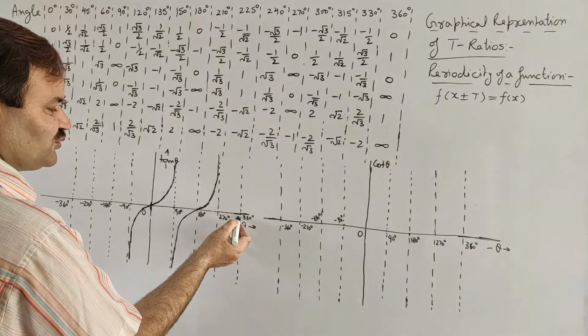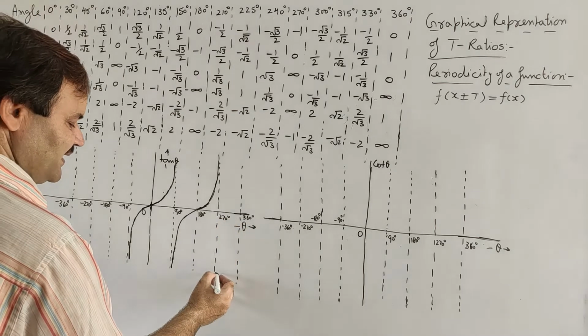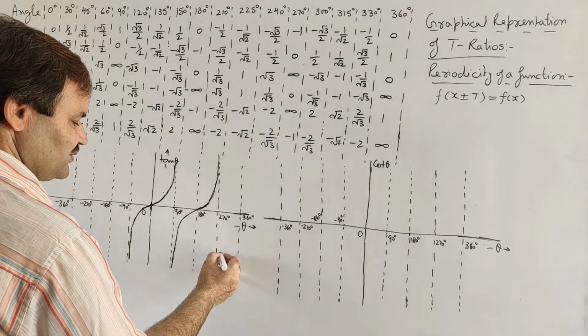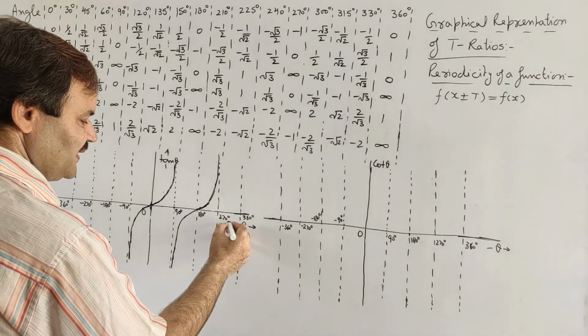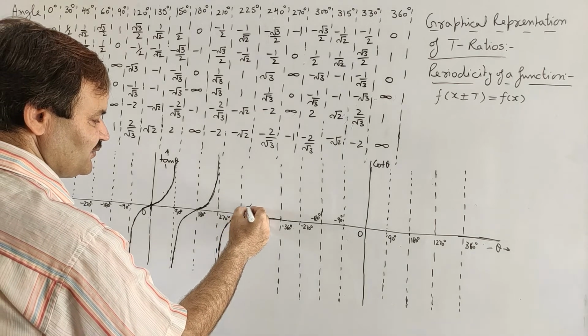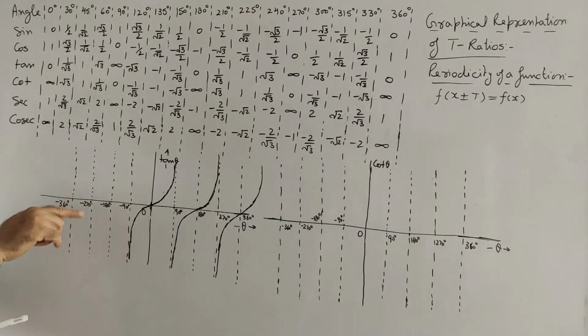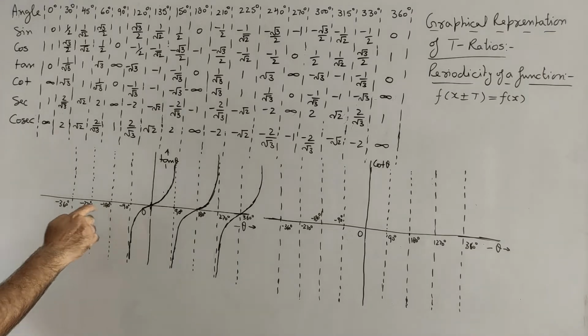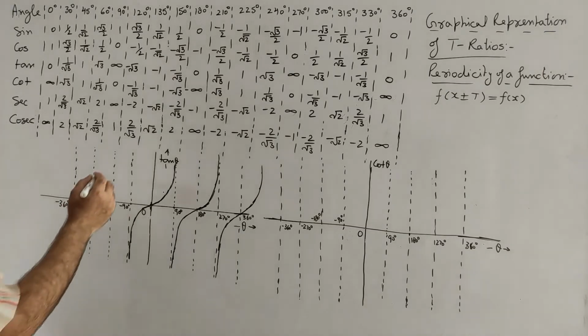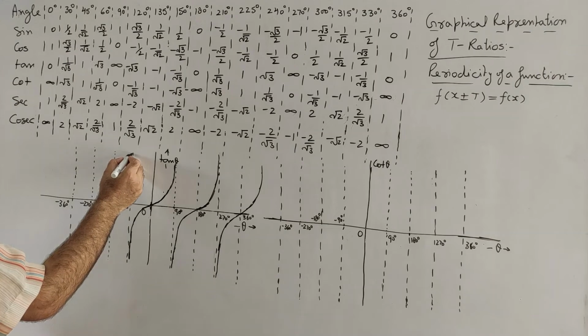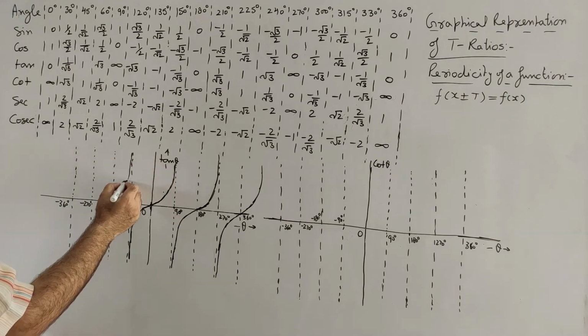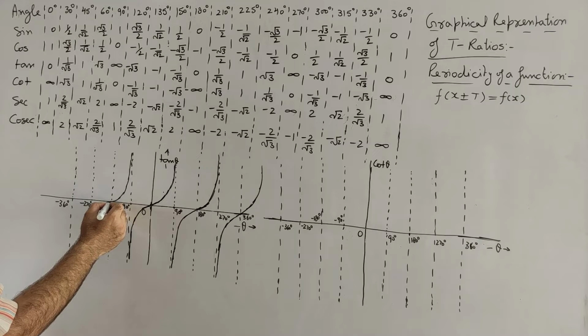Here also, from 270 to 360, that is in the fourth quadrant, tan will be negative. So the graph will come out to be of this shape. Now minus 90 to minus 180, that is, it will be the third quadrant. In the third quadrant, tan will be positive. So the value will be varying this way.